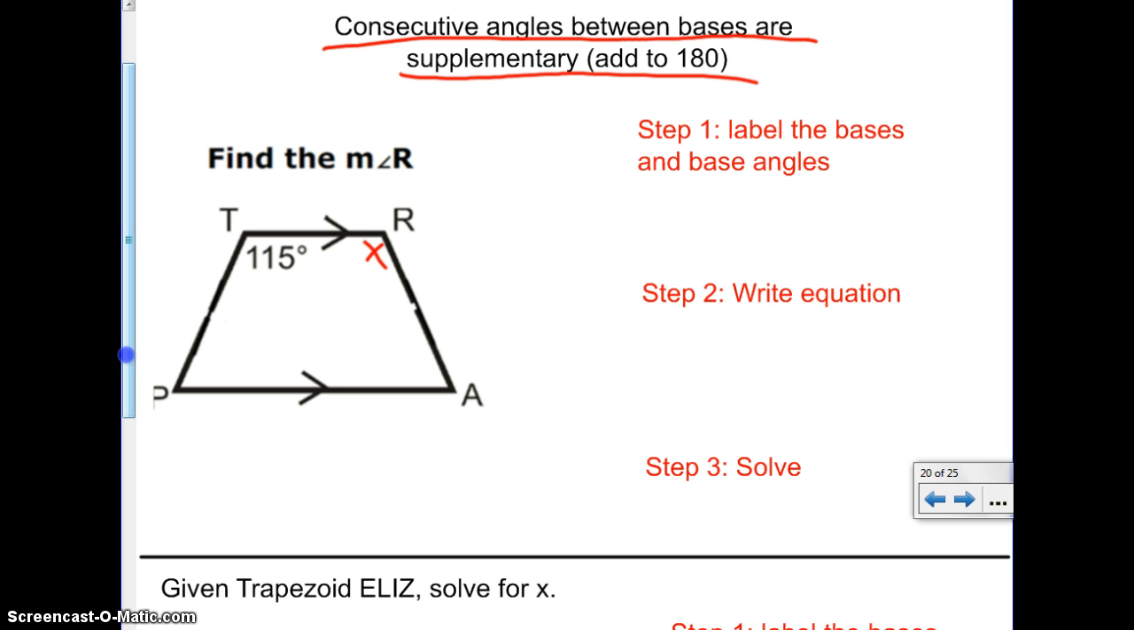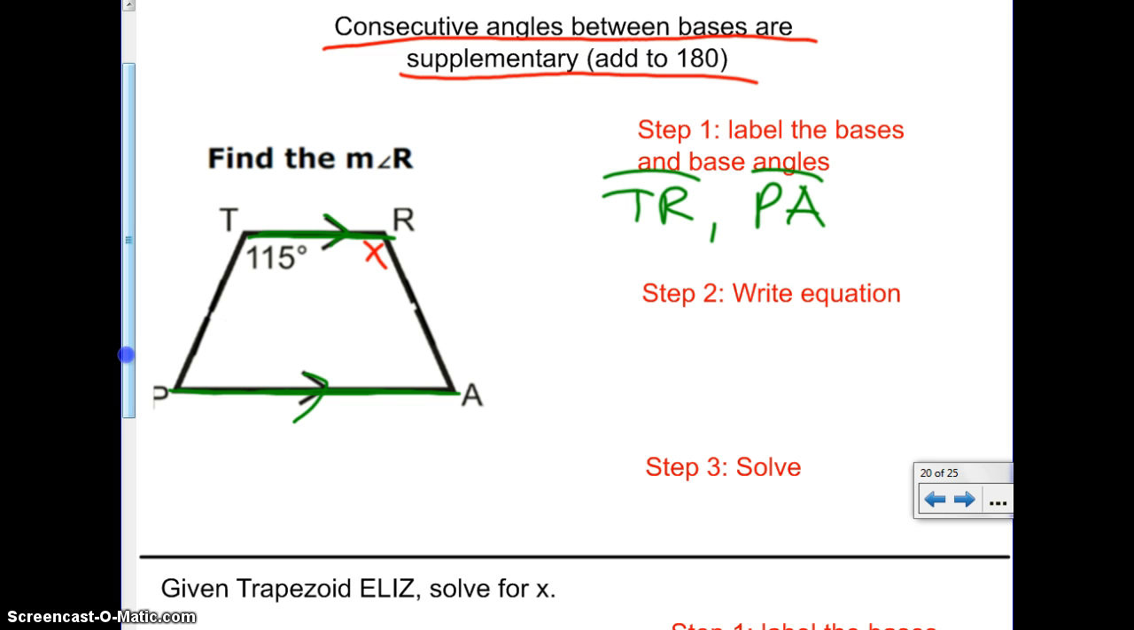And so step 1, as you can see, is label the bases and the base angles. So here, our bases, remember, are the parallel lines. So that means TR is a base and PA is a base. So those are our bases. Do that right there. So we could say over here TR, PA.